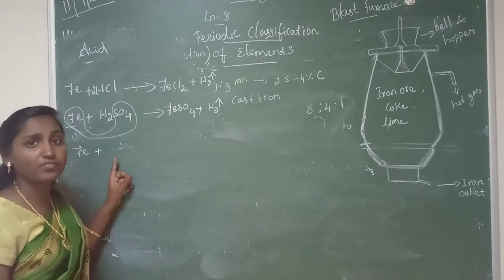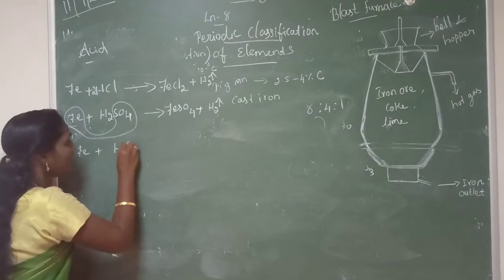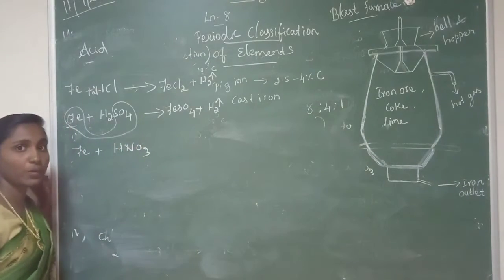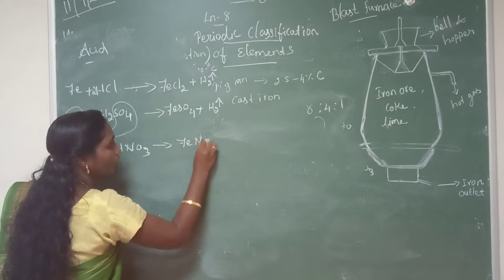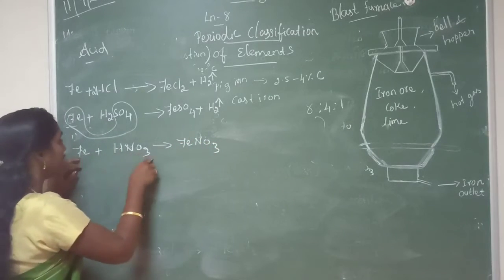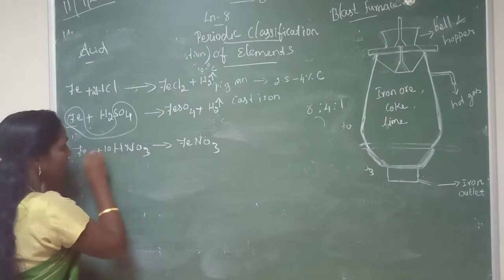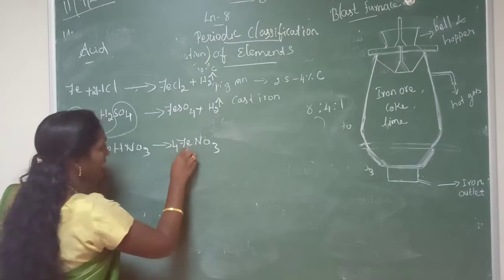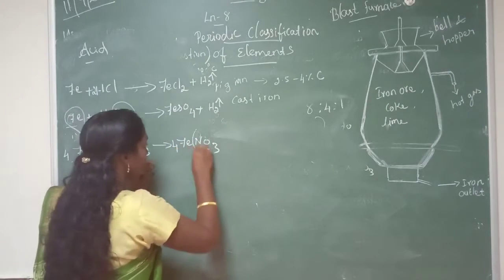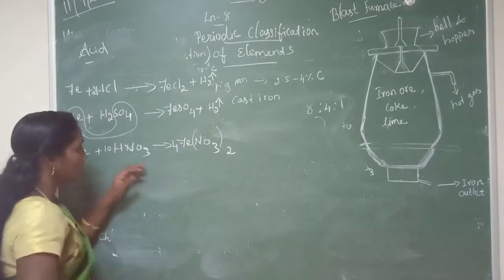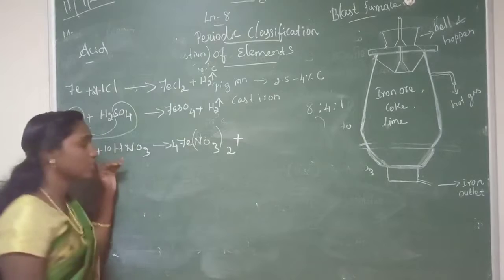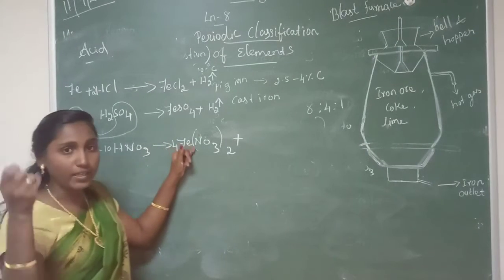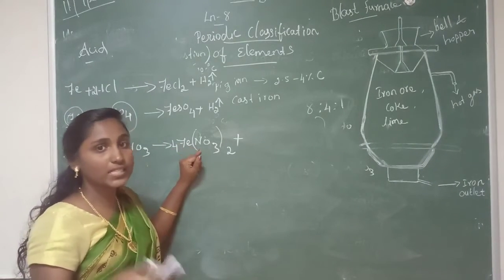What is nitric acid formula? HNO3. Nitric acid formula HNO3. So it can form Fe(NO3)2. Okay, so here 4 iron, Fe(NO3)2 twice plus ammonium nitrate. When iron reacts with the nitric acid it forms iron nitrate, then ammonium nitrate and water.